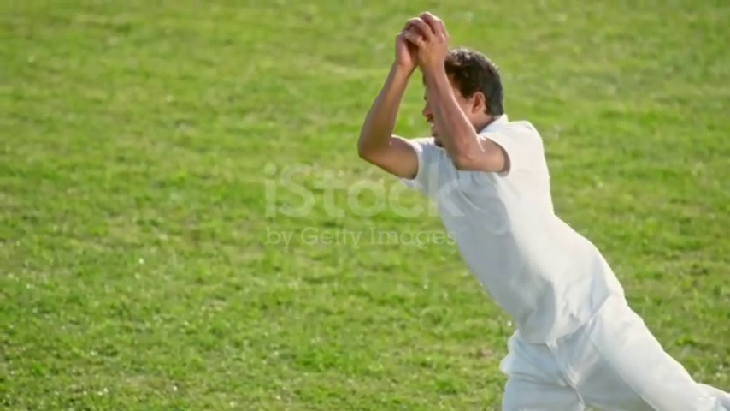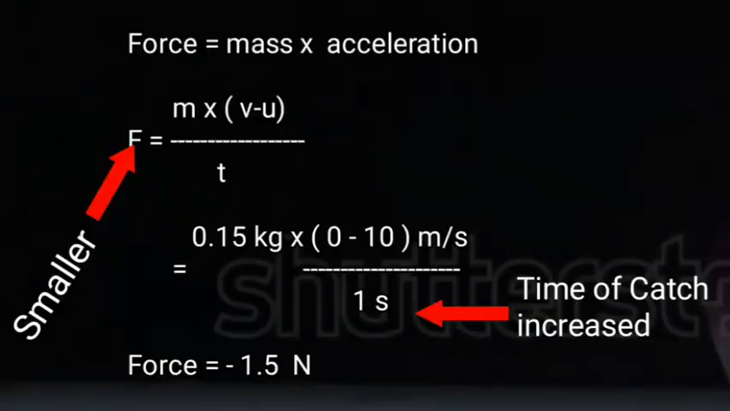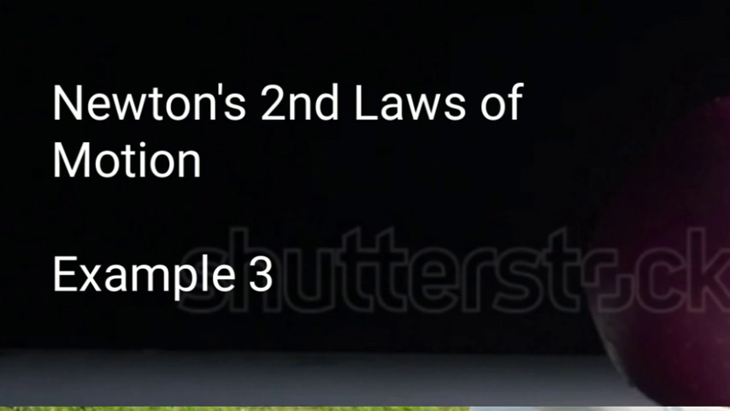It is approximately 33 times lesser than the previous value. Now why is that? Because in this case the time of the catch is increased. Now the time is in the denominator of the formula, so the rate of change of momentum is lesser. As a result, my hand experiences a smaller force. So as you can see, Newton's second law of motion helps us to explain this example.